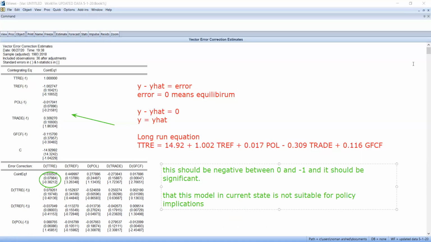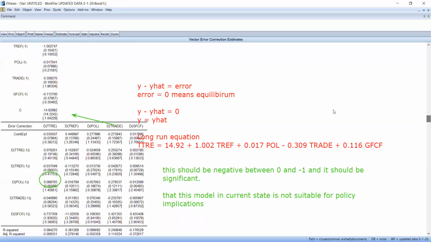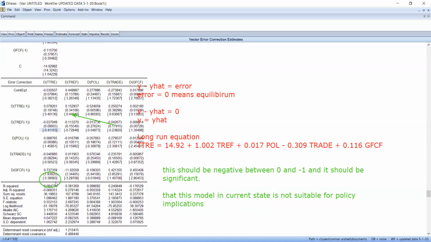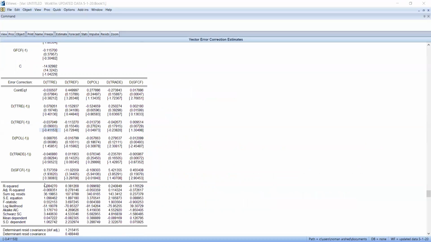The next thing to note, let's go down and see other things. What is shown here are the short run coefficients. In the short run, none of the variables is significant. All the p values are greater than 0.05. So these are the short run effects. Then there's R square, which is very low. Usually in time series, R square is high. So a low R square means that your independent variables are not appropriate.